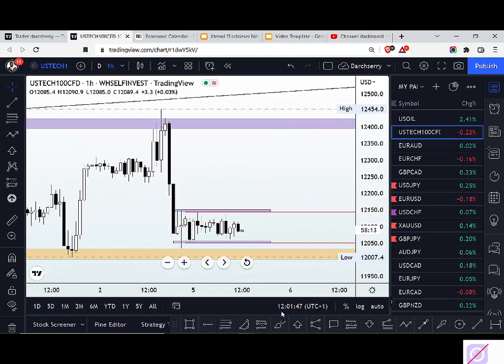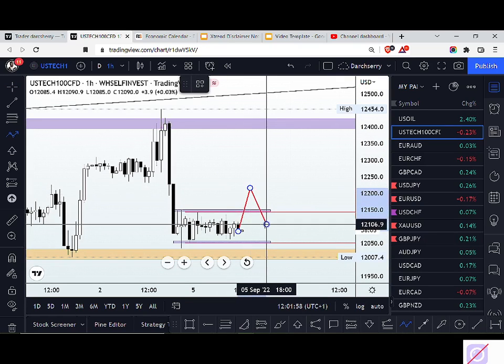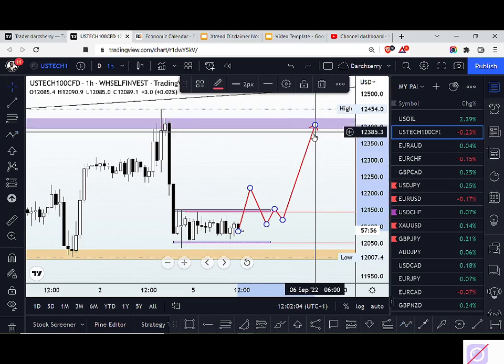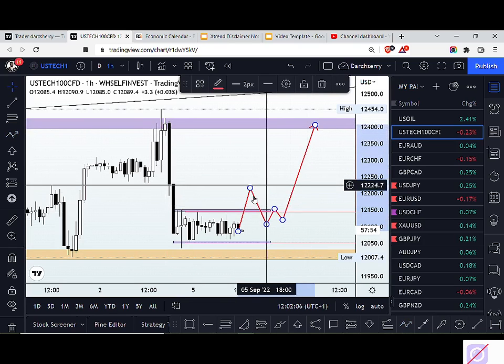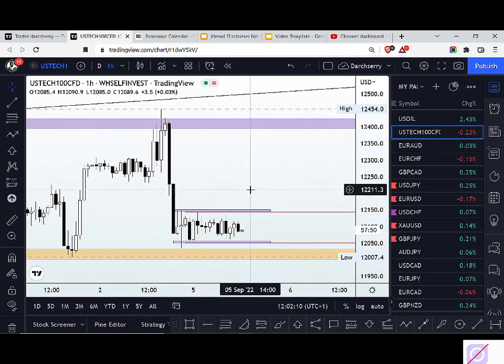Then the second scenario is if we see price break out of this channel to the upside, that is, breaks out of the $12,150 level, then we want to be patient and wait for price to come back into the structure to retest it. Look out for patterns on lower time frame to join the rally to the upside. So this is what we are looking forward to on the US tech. So let's be patient, be on standby to take advantage of that move when it finally happens.